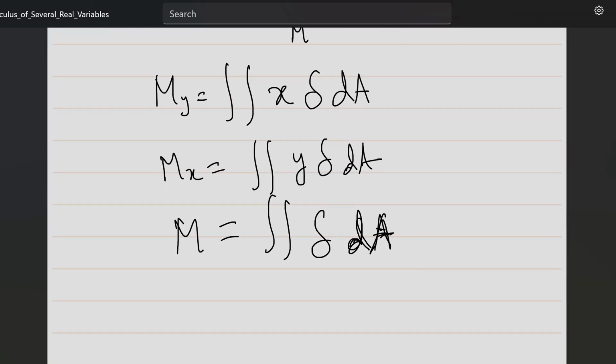And moment of inertia is nothing but some... what is the formula for moment of inertia? Moment of inertia about the x-axis.